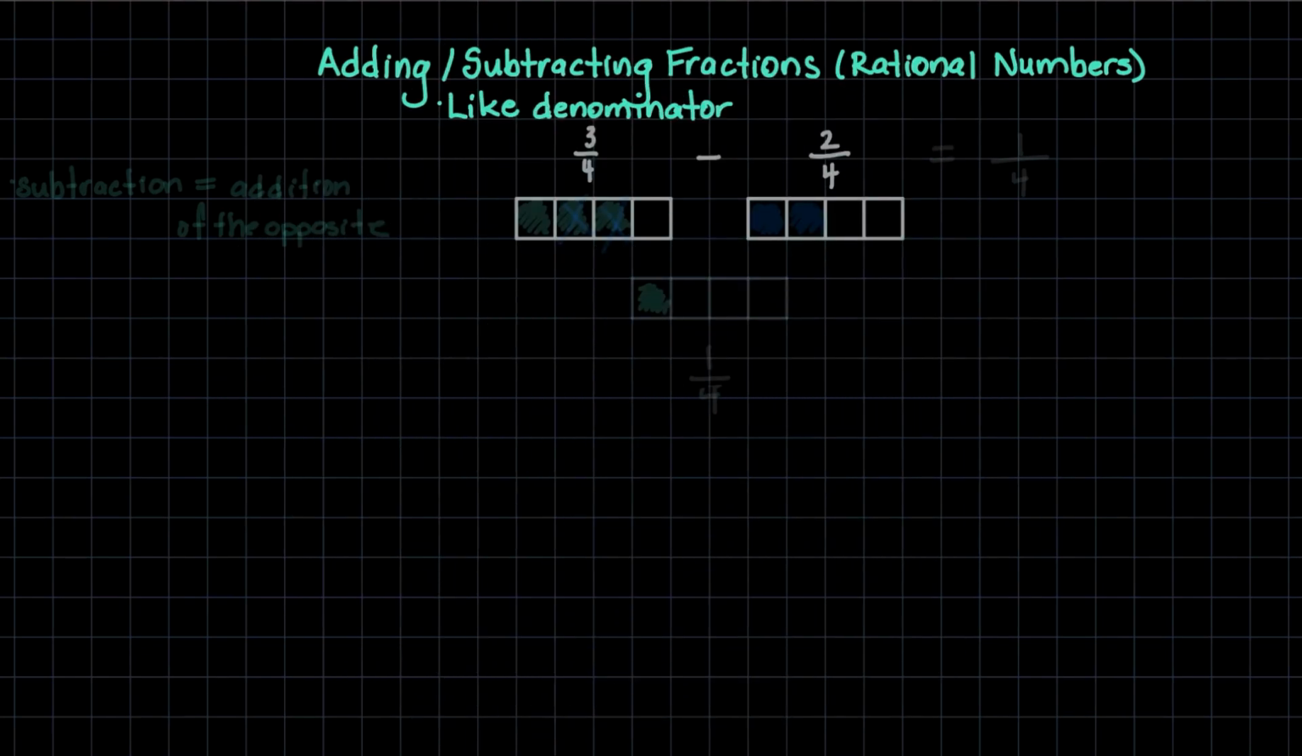Subtraction essentially follows the same rules as addition because subtraction is defined as addition of the opposite. So because every subtraction problem can be written as an addition problem, it follows the same rules. If we're subtracting two things, the same thing occurs. They still have to be like terms. We're still talking about fractions. So like term means the same denominator.